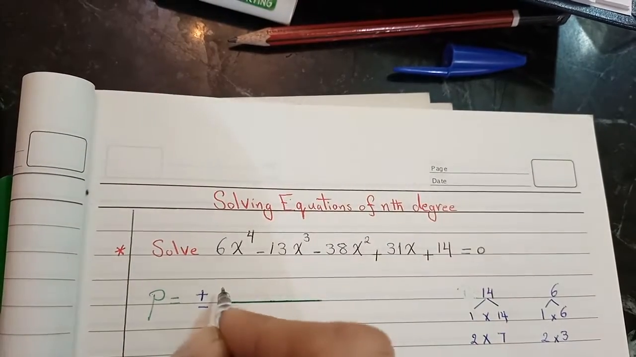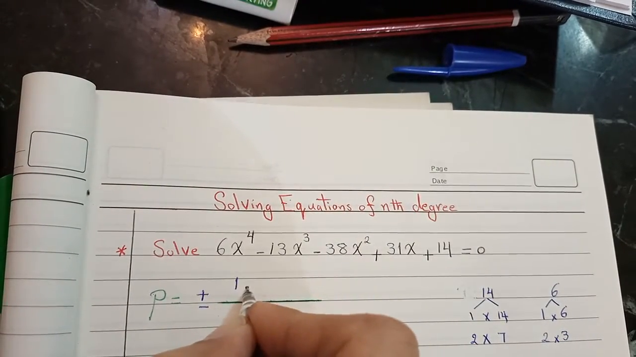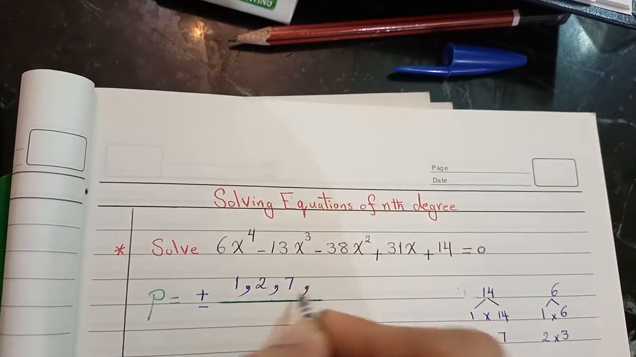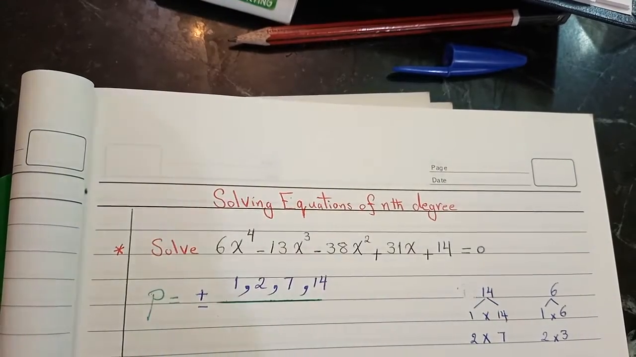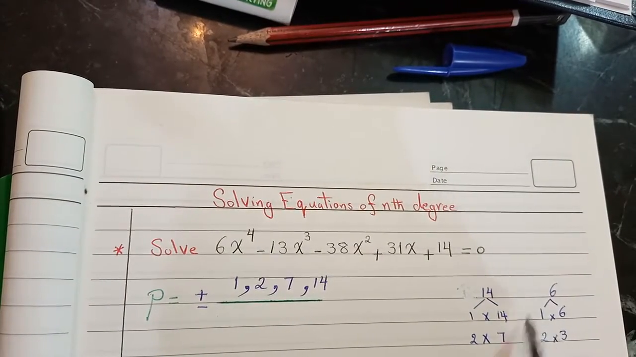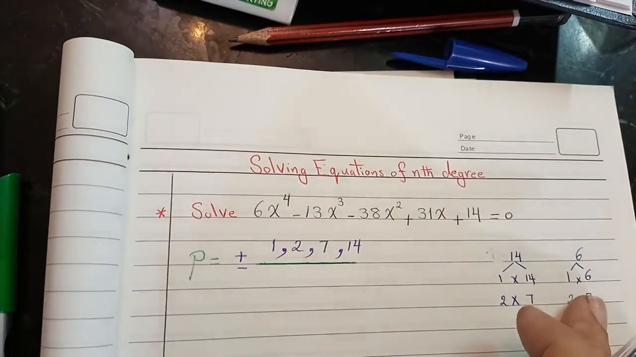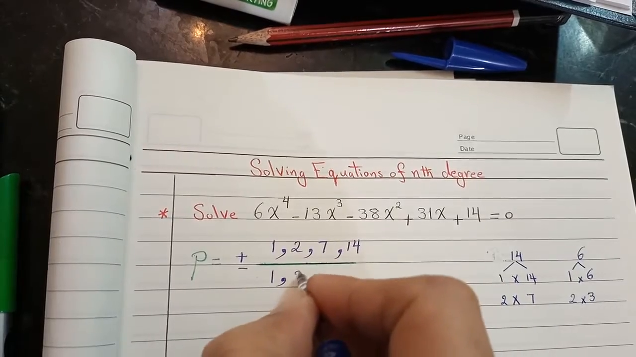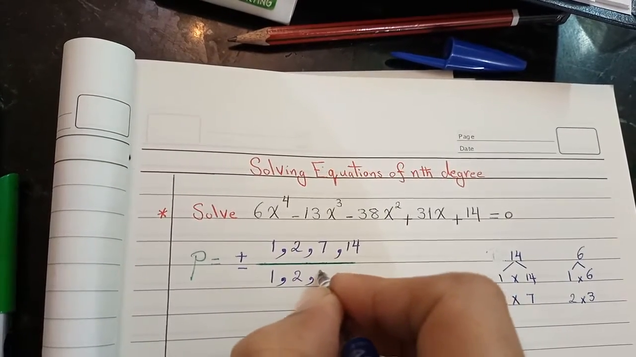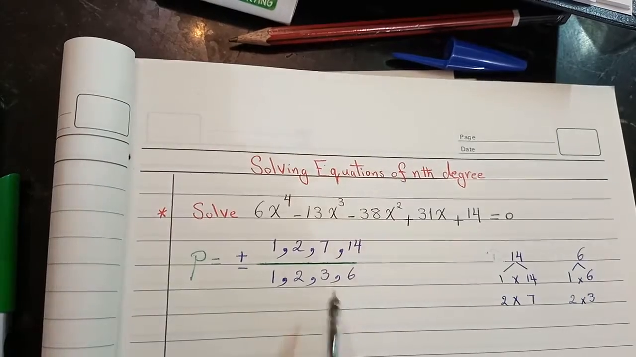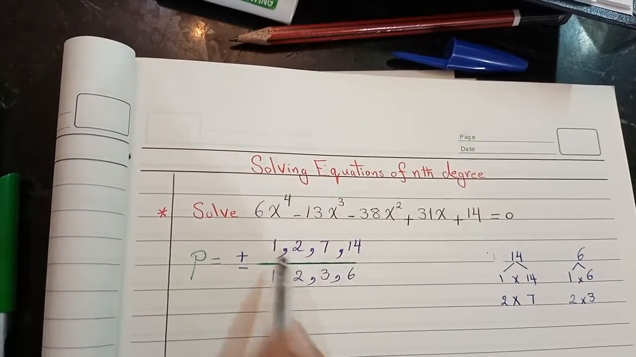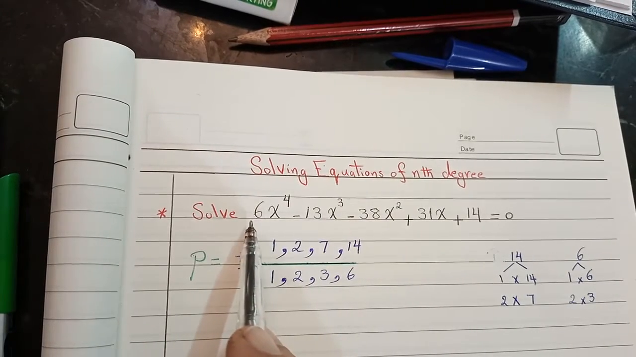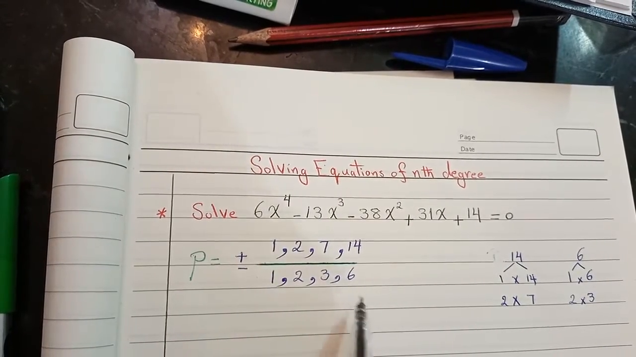The factors of 14 first: 1, 2, 7, and 14. Then we write in the bottom the factors of the coefficient of x power 4: 1, 2, 3, and 6. So the factors of the absolute term on the top and the factors of the coefficient of x of the biggest power on the bottom.